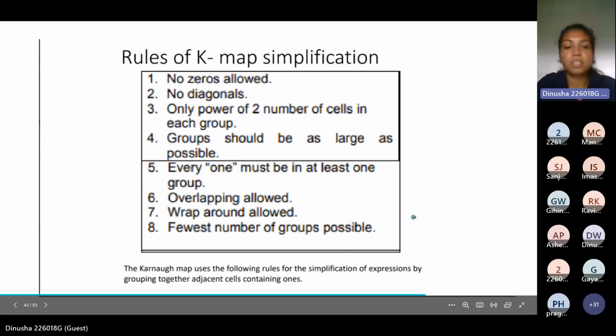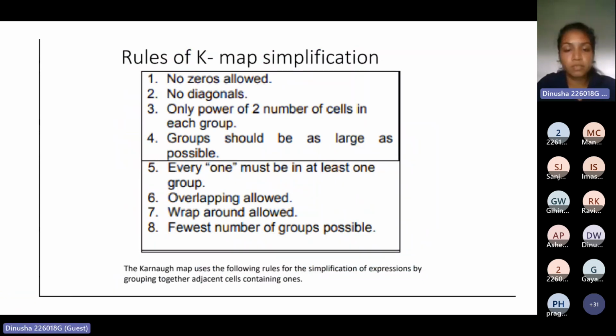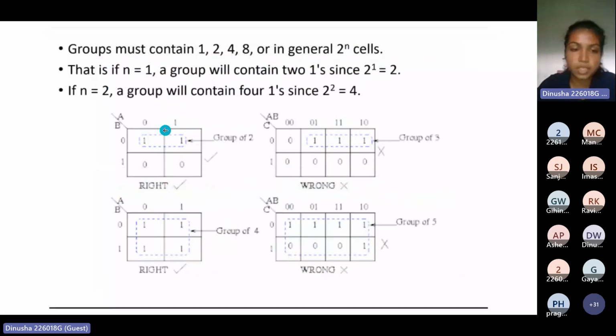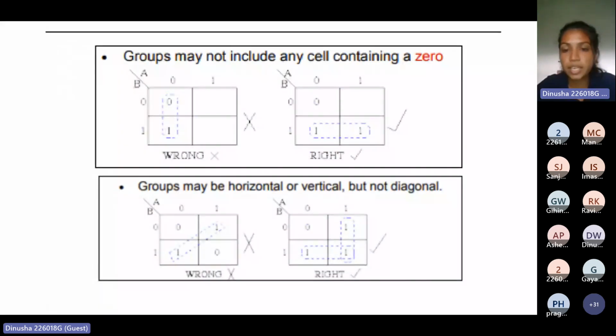When we solve problems using Karnaugh maps, we need to follow several rules. Here, I'll explain these rules one by one. Groups may include 1s. We can't group cells which include 0. Here we have 0 and 1, so we can't group it because it contains a 0. Here we have two 1s, so we can group it because both cells are 1.